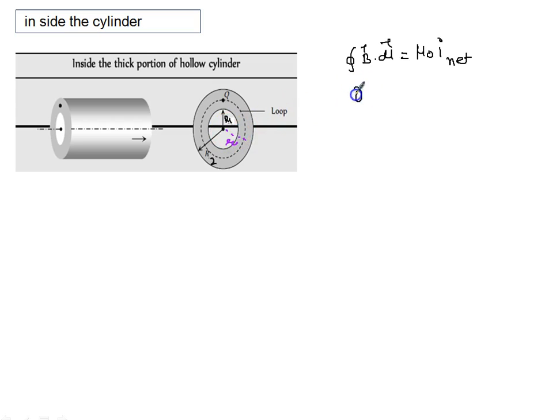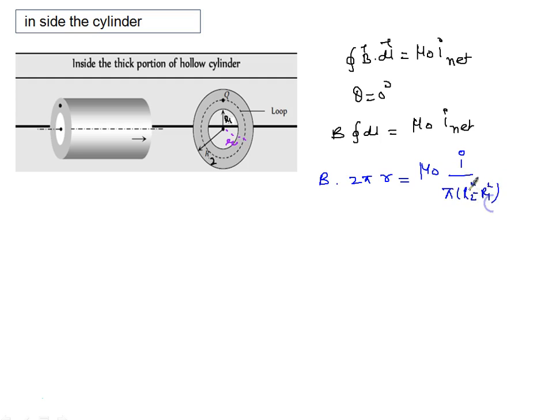At every point theta should be 0 degree. So what you will say, B integration dl equals mu naught I net. I think in dl all of you are not having any trouble. You will write it is 2 pi r. Now what is I net? Mu naught I net, all of you will say it is written as the current per unit area. What is the area of the cross section? Pi into r2 square minus r1 square.